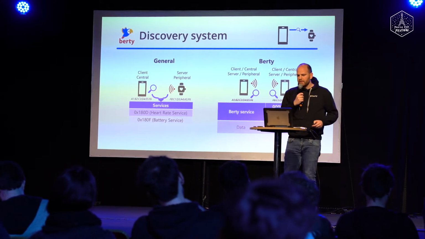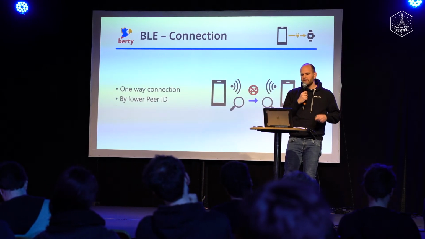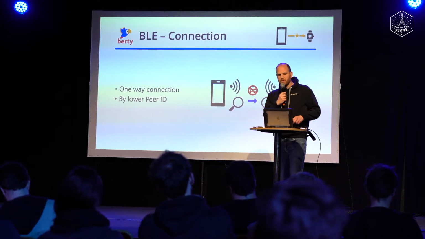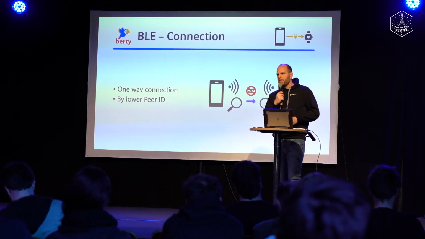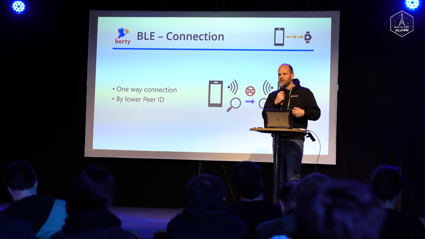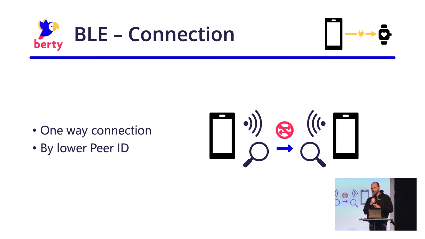So when the client knows these 4 digits, it will try to connect to the remote device, and it will compare the remote peer ID with its own peer ID. And if its own peer ID is lexically lower, it will try to connect to the remote device. So that guarantees we have only a one-way connection.